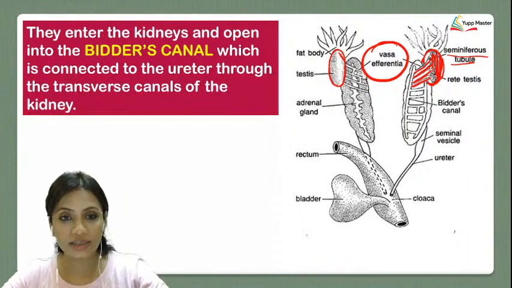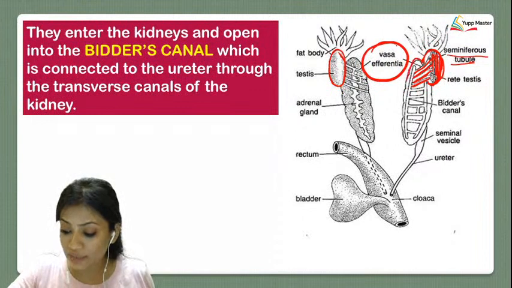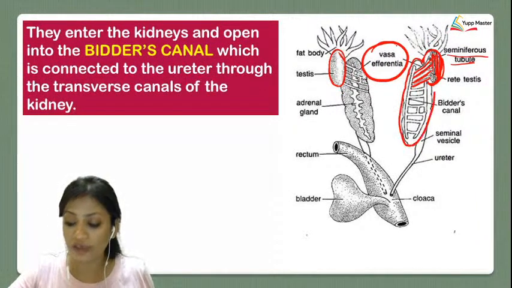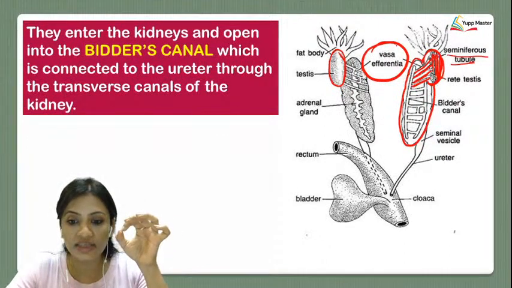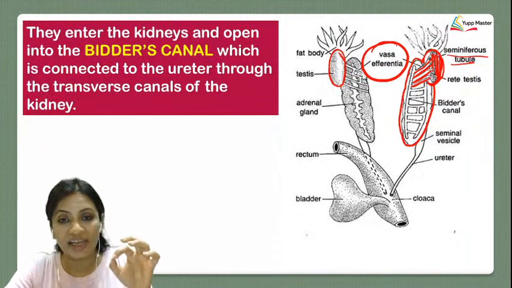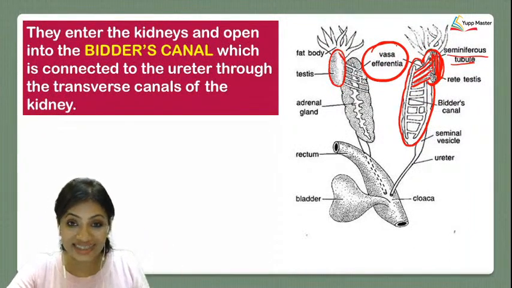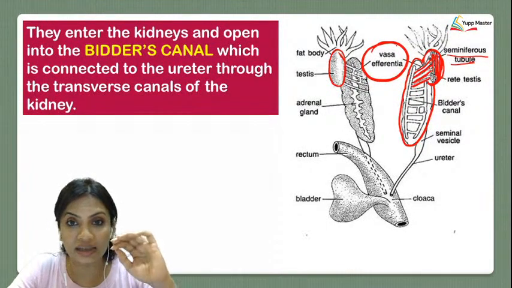And from vasa efferentia, those sperms are going to enter into the kidneys. Pay attention here, something very different from humans, that the reproductive system of the male frog from the gonad is going to enter inside the kidneys. Yes, sperms are taken inside the kidneys.